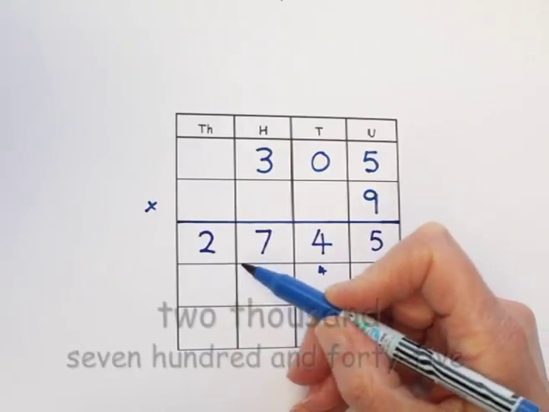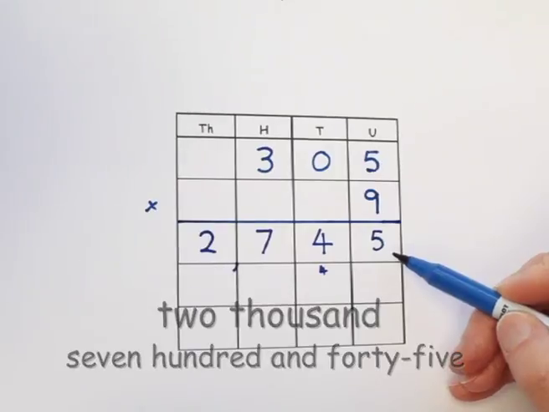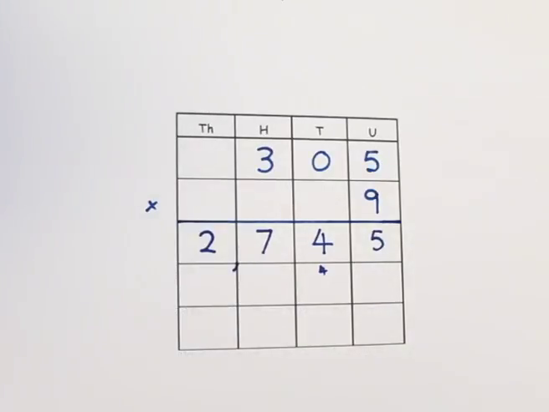So the answer is 2,745. Notice that for multiplying, just like adding and subtracting, you always start in the units column.